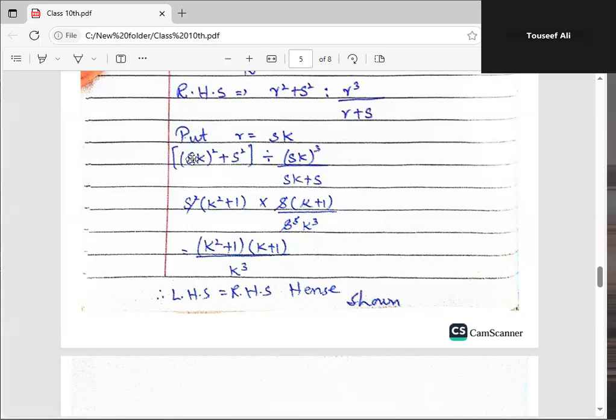And in this there is also s square, and here also s square. So s square is common in both terms. By taking s square common, the remaining term is k square, plus here we take s square common, so the remaining term is 1. Now in division, we will change divide into multiplying by taking the reciprocal. The denominator becomes the numerator, the numerator becomes the denominator.